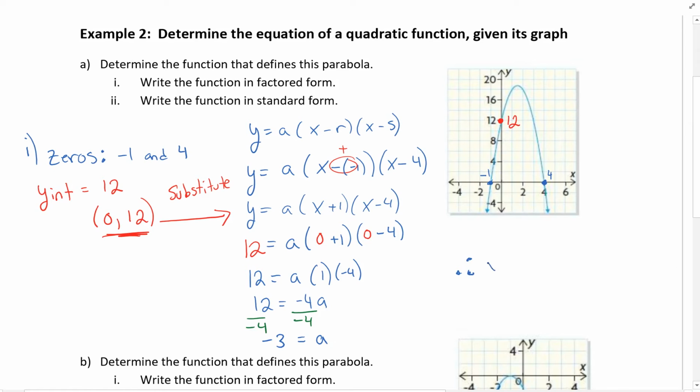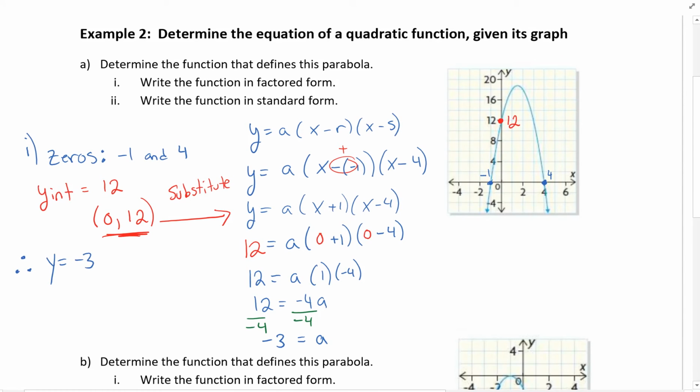So therefore, our equation is y is equal to a, which is −3. I'm going to actually move this. I realize there's a b part to this. We'll move it over here. So therefore, our factored form is y is equal to −3 times (x + 1) times (x − 4). So a bit of algebra to get there, but no problem.